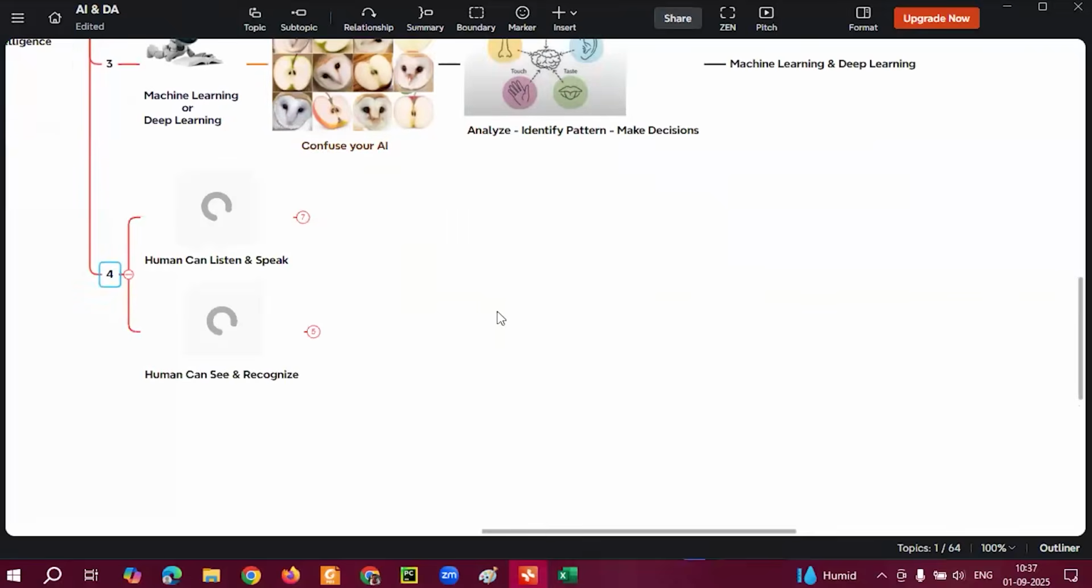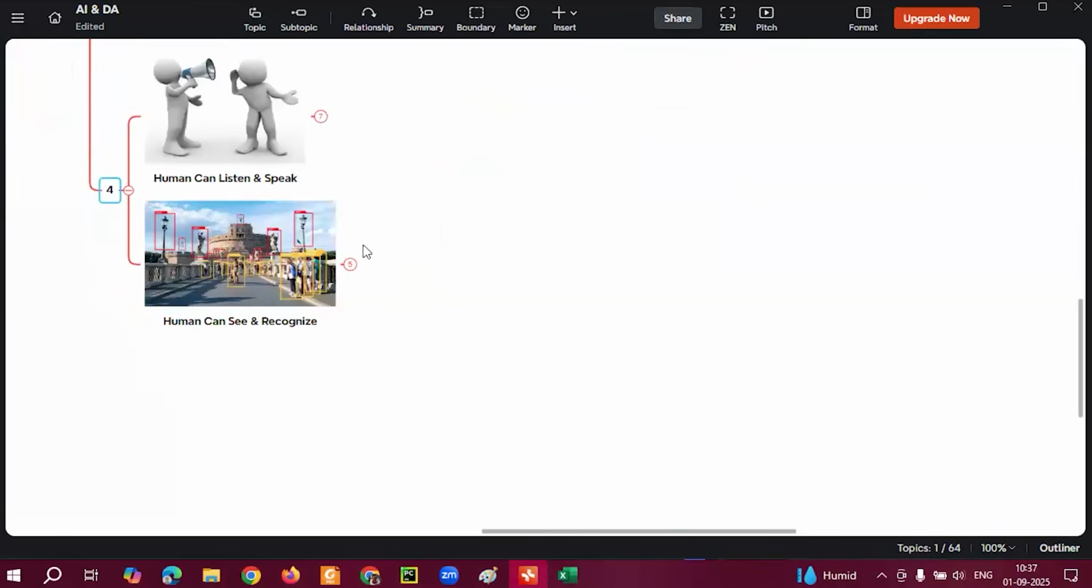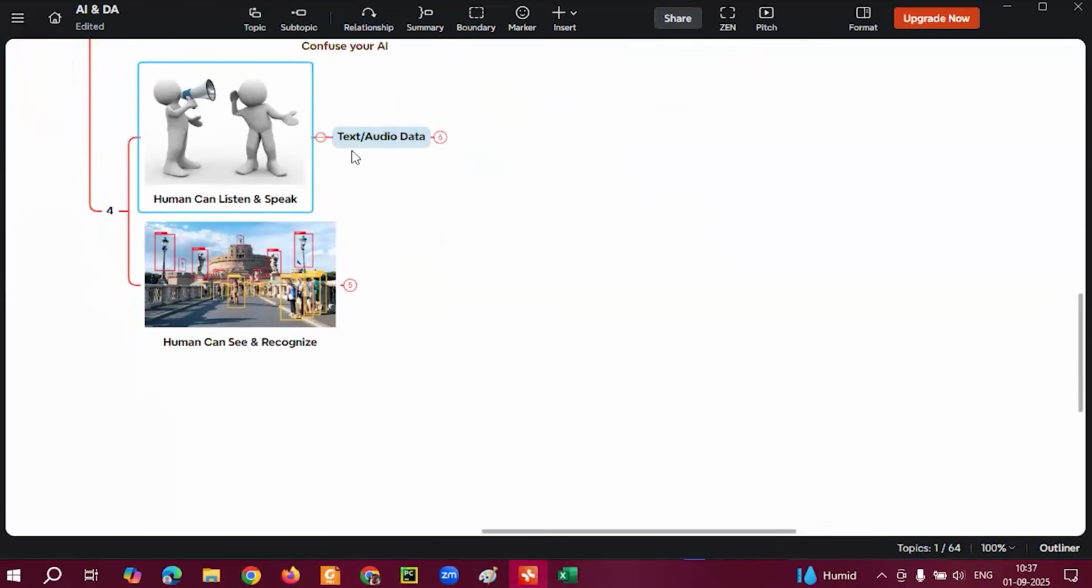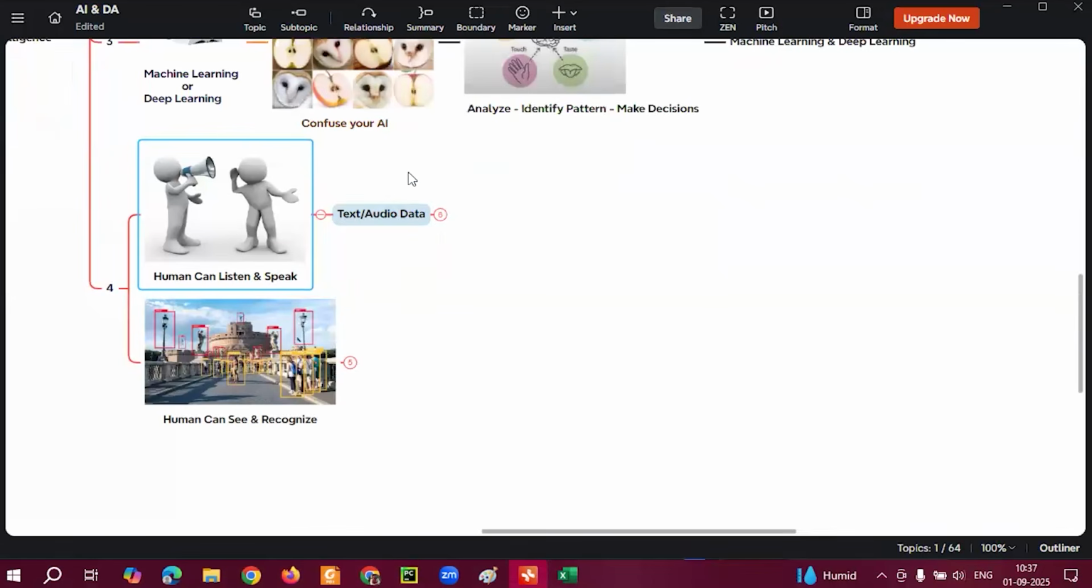Now let's observe. As human beings, what we can do is listen and speak. So for that purpose, text as well as audio data is required. Based on this, machine learning and NLP concepts are required, guys. AI concepts are mandatory to learn. So machine learning and NLP concepts are required.